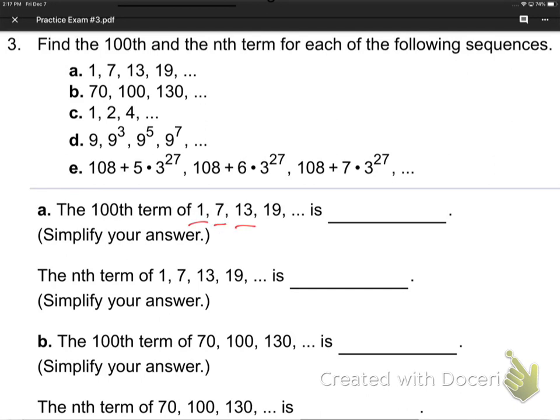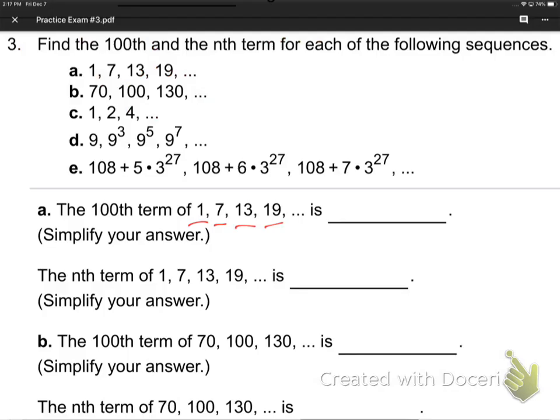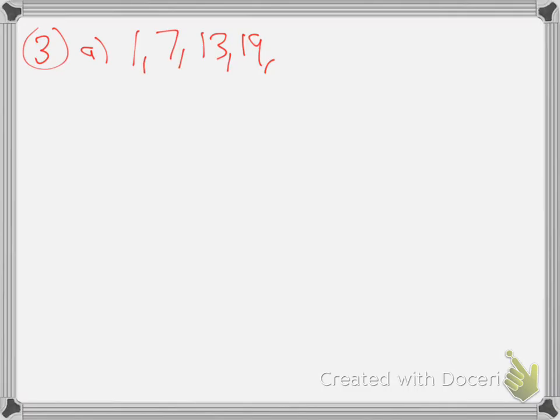1, 7, 13, 19. Let me just do it on a fresh one here. 1, 7, 13, 19. So they want the 100th term and the nth term. Okay, so what's happening from term to term here on number 3, part A? It's adding 6 every time, right? Add 6, add 6, add 6.